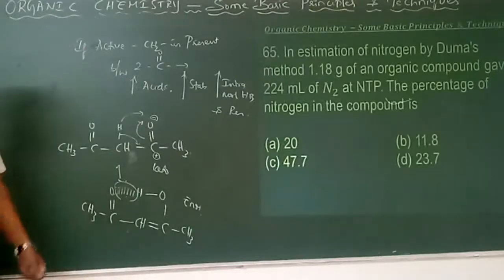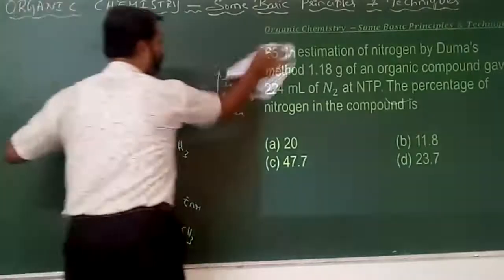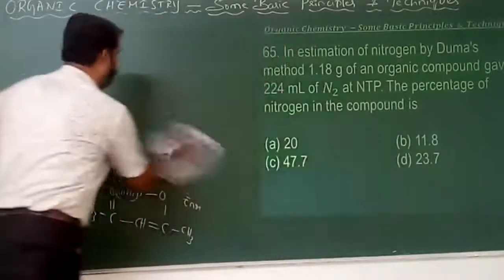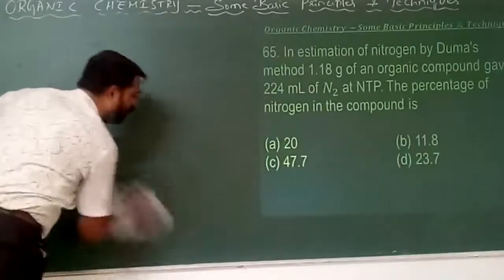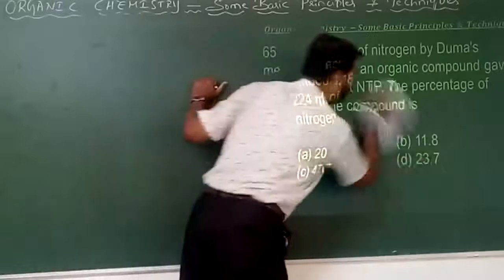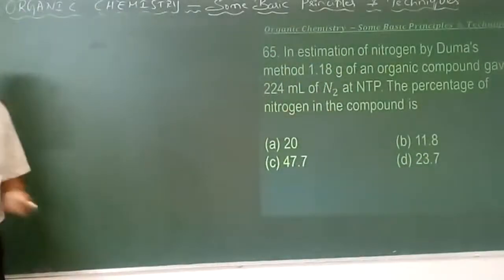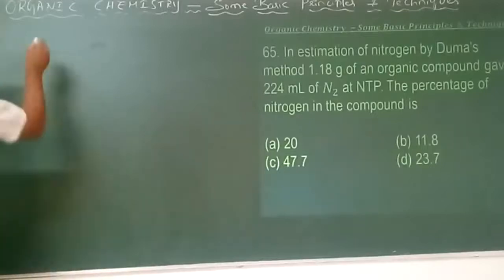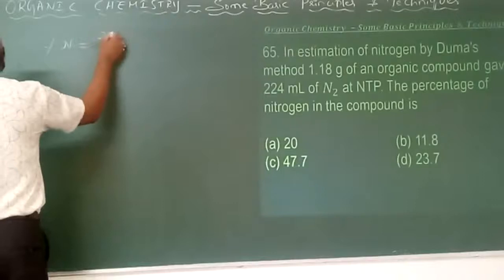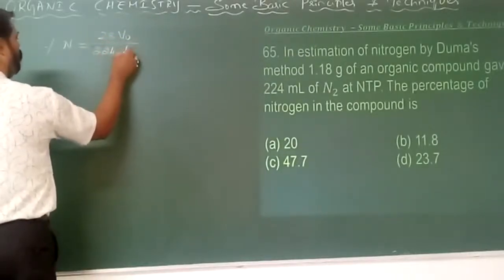Next, in the estimation of nitrogen, by what method? Dumas method. 1.18 grams of an organic compound gives 224 ml of nitrogen at NTP. Therefore, what is the percentage of nitrogen in that particular organic compound? So here the percentage of nitrogen according to the Dumas method is given by 28 V0 divided by 224 into W.